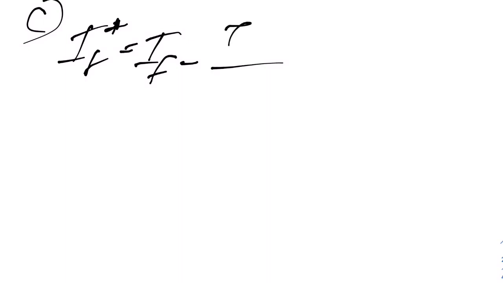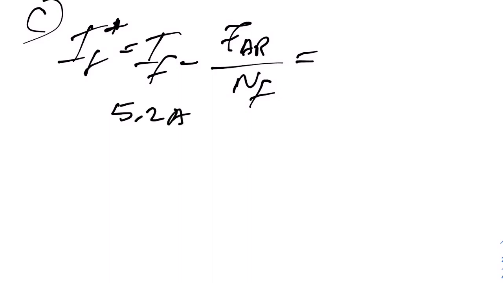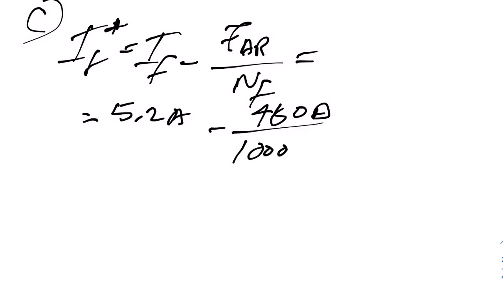of armature reaction, the effective field current would be, we can say that IF effective equals what here, guys? IF minus armature reaction over NF. So substitute the value: 5.2 ampere, okay, minus 450 ampere-turns over the number of turns for the field, 1000 turns. So the answer would be 4.7775 ampere.